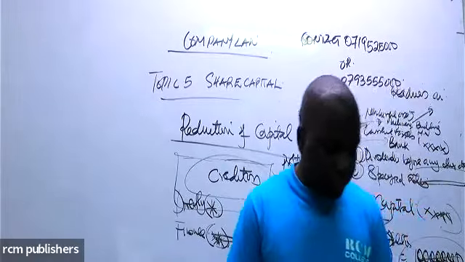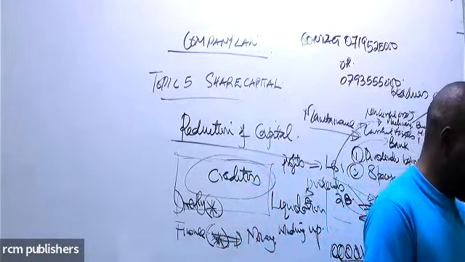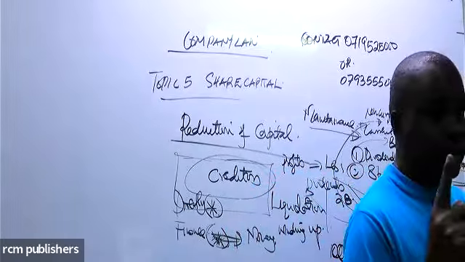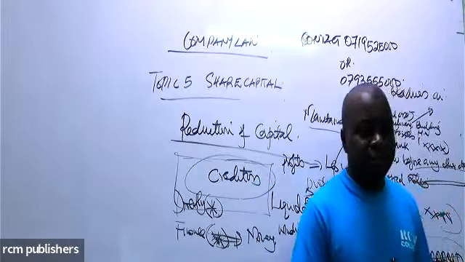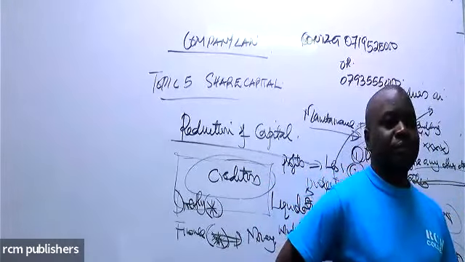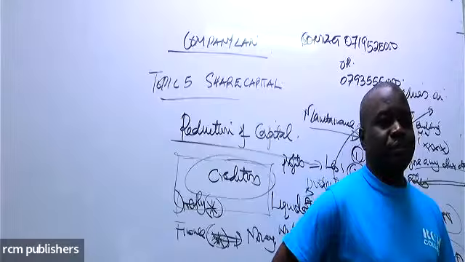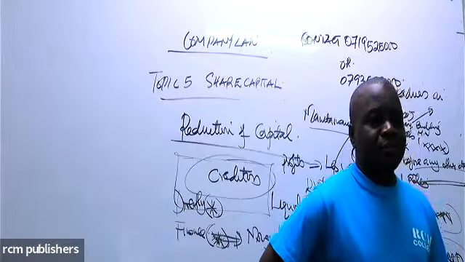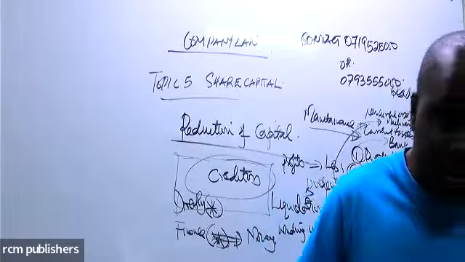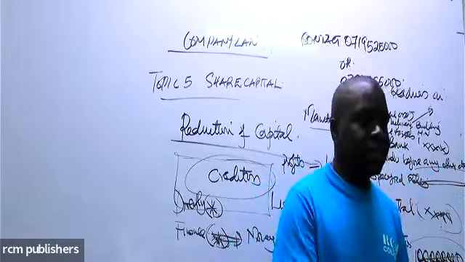Thank you very much, Wanjiru, for having read to us so well. So ways in which you can become a member of a company. Grace. Transmission of shares is correct. It's correct, yes.